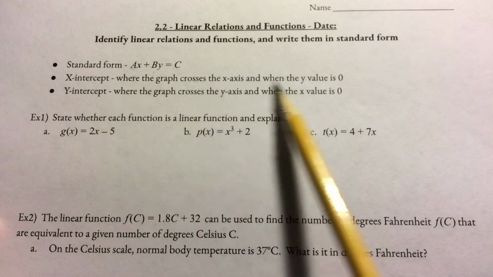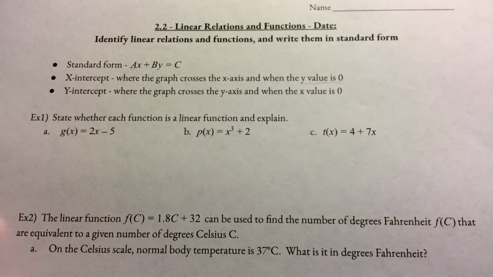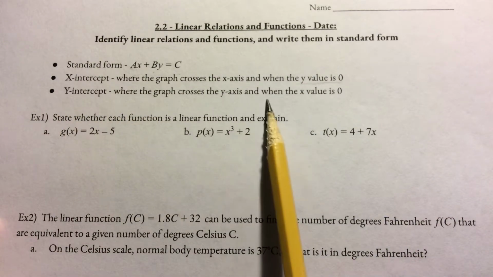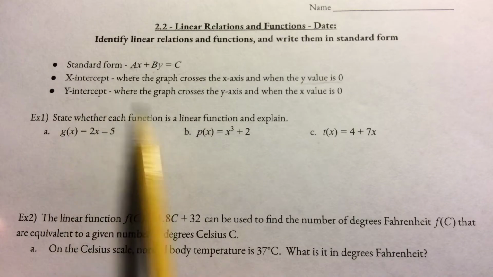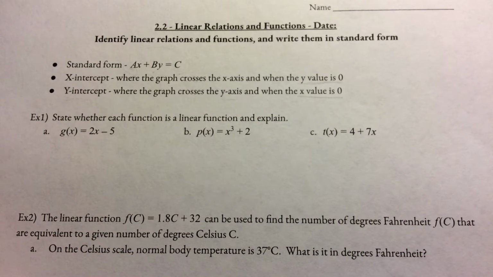So the x-intercept is where it crosses the x-axis, and that's also where the y value would be equal to 0. The y-intercept is where the graph crosses the y-axis. Did I say x-intercept? Y-intercept. It crosses the y-axis, and it's where the x value is 0.